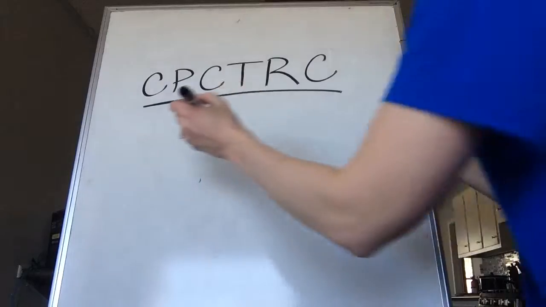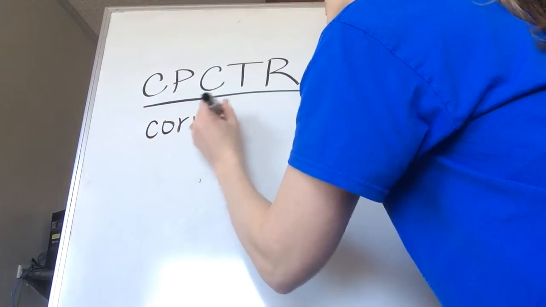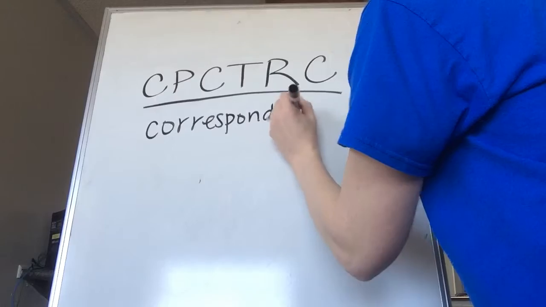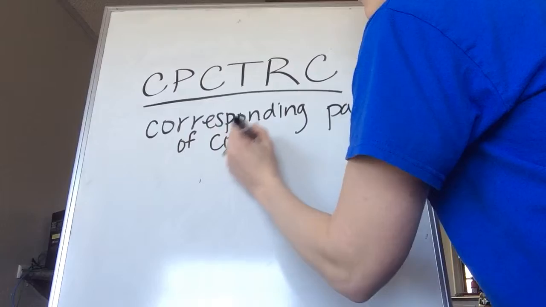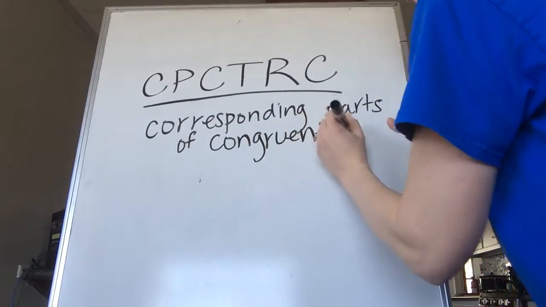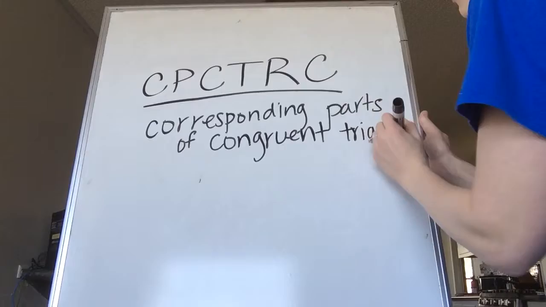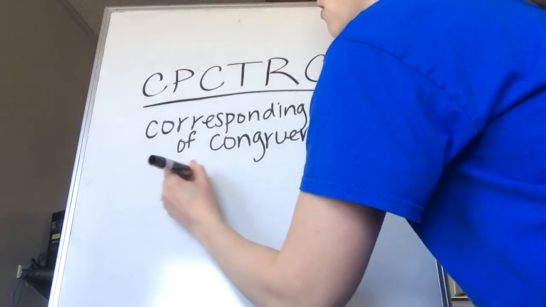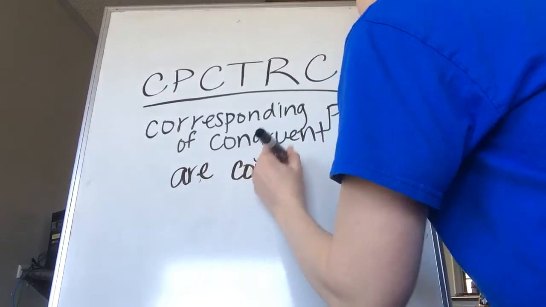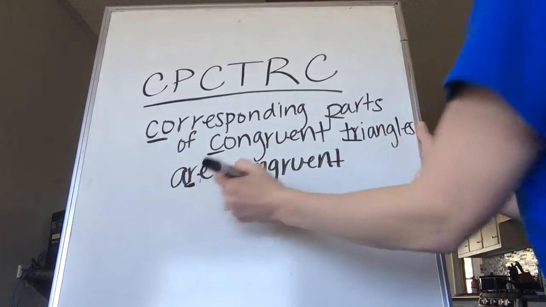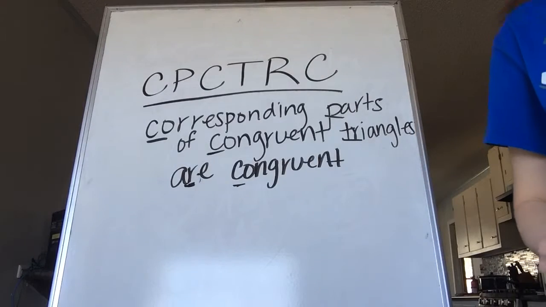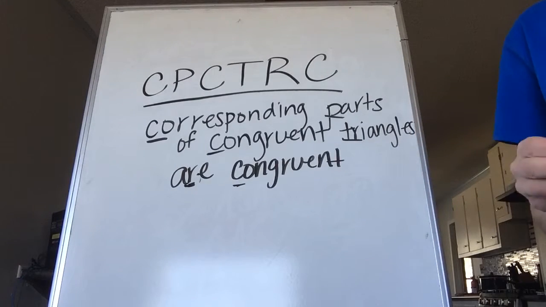And this is because corresponding parts of congruent triangles are congruent. So corresponding parts of congruent triangles are congruent. Okay, so that's going to be important, and it's going to walk us through that on 25A and seeing that concept a little bit more, and then we'll have it more in our homework.